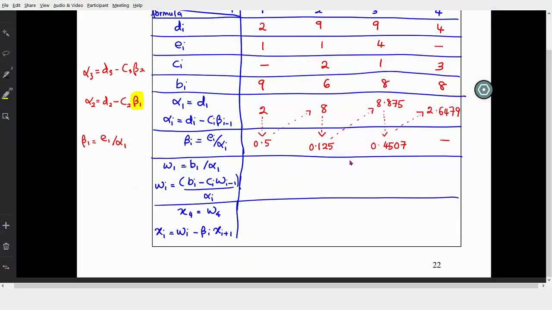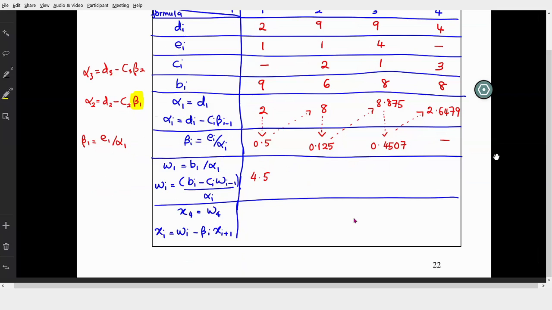Okay, so W1 is B1 over alpha 1. B1 is 9, over alpha 1 which is 2. You may want to jot down how you get W1 in the first place, so that when you do revision, you know where the values come from. W1 is B1 over alpha 1, B1 is 9 here, alpha 1 is 2. So 9 over 2, in decimal I can put 4.5.